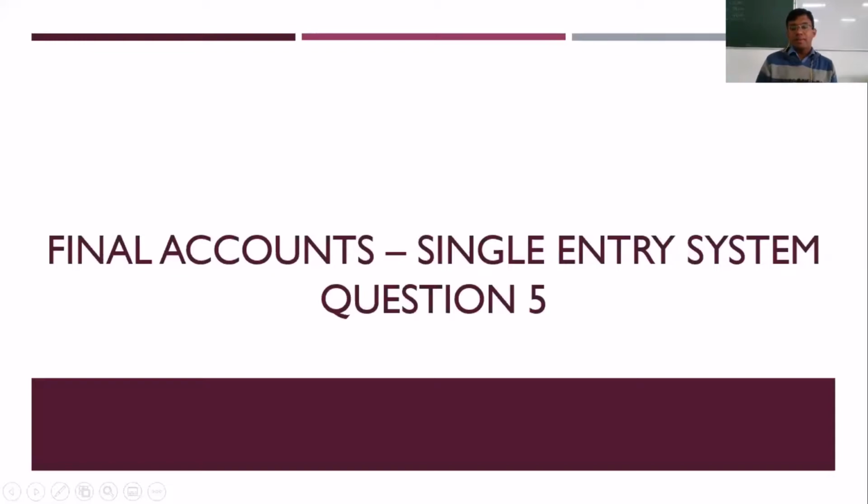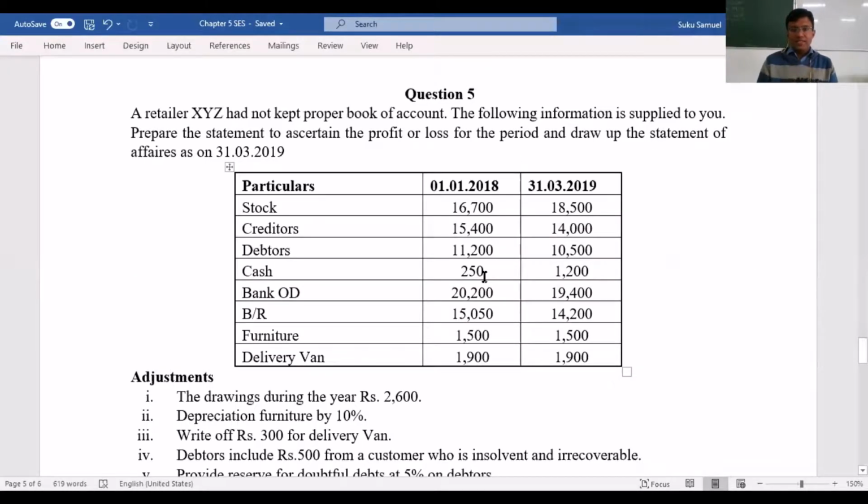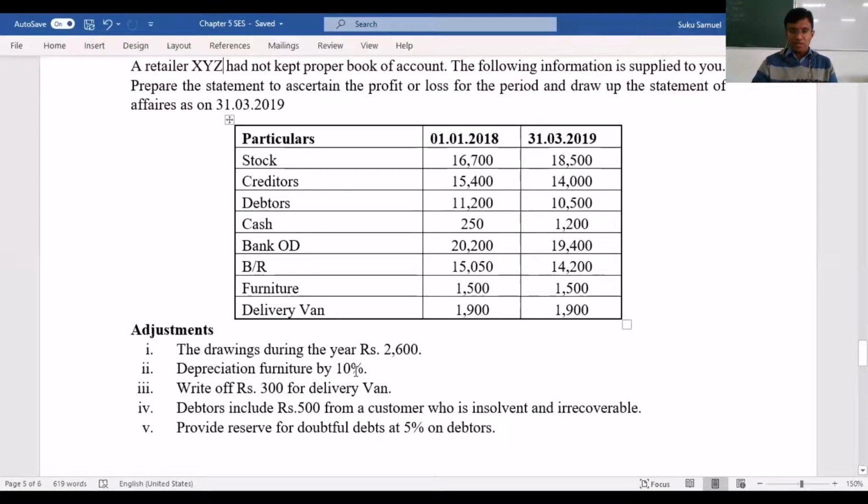In this session, we will be preparing another question where we will be preparing a full-fledged single entry statements, and let's look at the question together. A retailer, Miss XYZ, has not kept proper book of accounts. The following information is supplied to you. Prepare the statement to ascertain profit or loss for the period and draw up the statement of affairs as on 31st March 2019. They have given us the details, and they've also given us some adjustments.